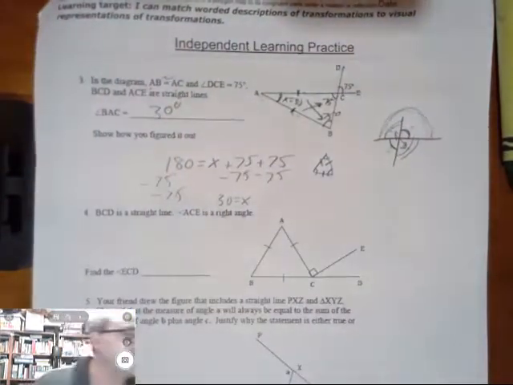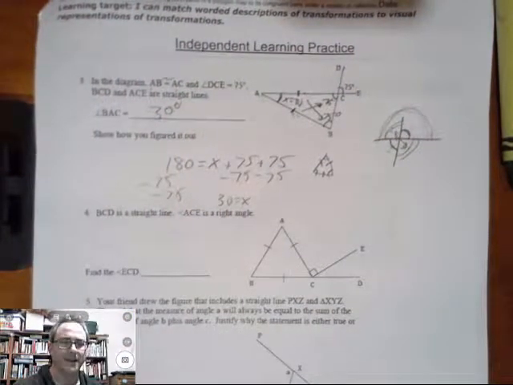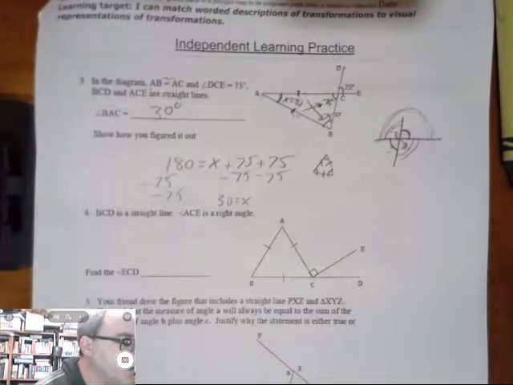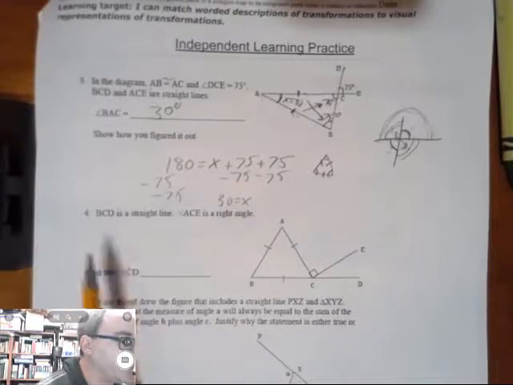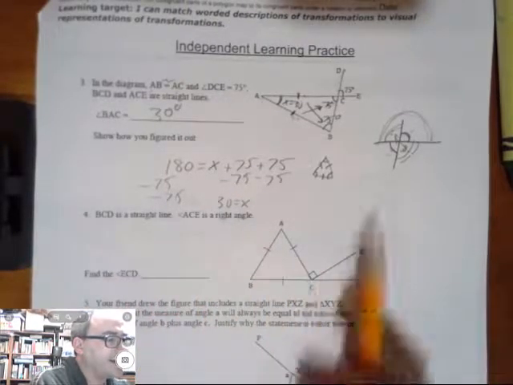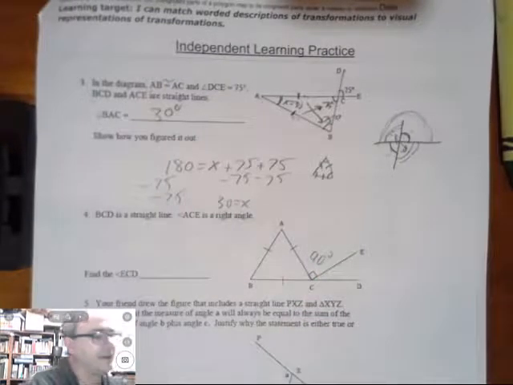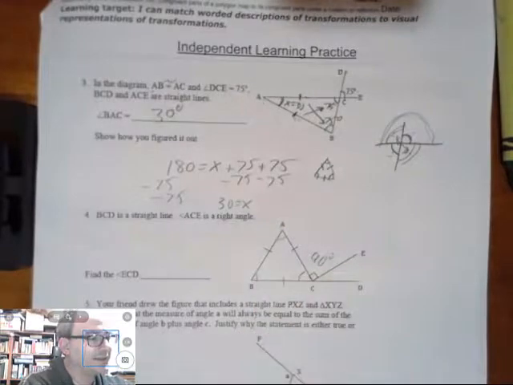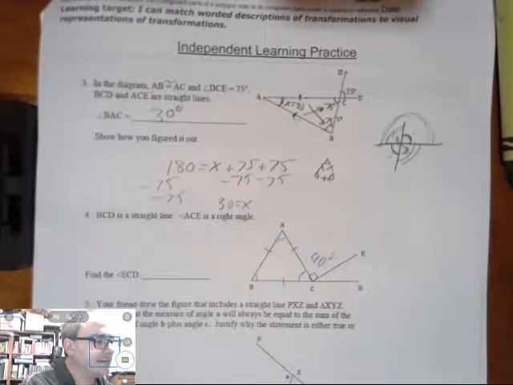Boom. All right, we're at 44 minutes. Class is probably wrapping up, given all the pausing we did. Let's see how fast we can get this one. BCD is a straight line. ACE is a right angle. That's 90. Write that in there. Oh, we have an equilateral triangle. That tells me all these angles are congruent. Boom, I know all that.